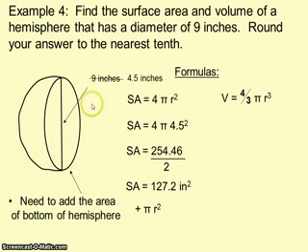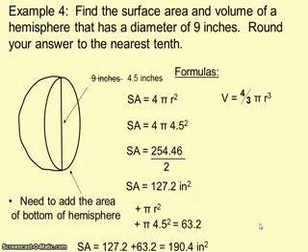And we know the area of any circle is pi r squared. In this case, r is 4.5, so we plug that in. It gives us 63.2 for the area of the bottom. We add that to the area of the outside. Our final answer is 190.4 square inches.